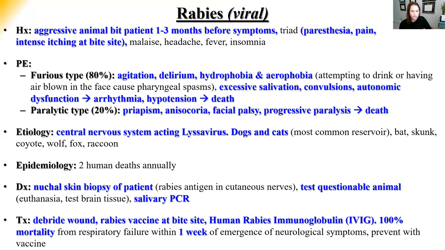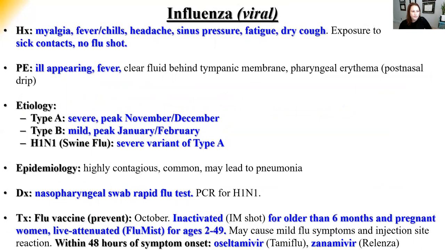Next, let's talk about influenza. This is very common. We have type A, type B, and H1N1. Type A is going to be the more severe form. This peaks in November and December. Type B is going to be a milder form that usually peaks in January and February. And H1N1 is going to be a more severe variant of type A.